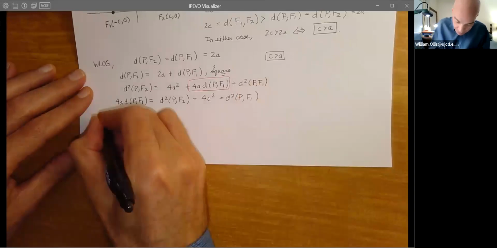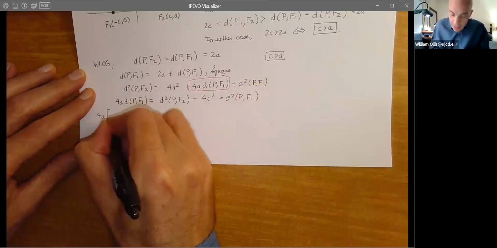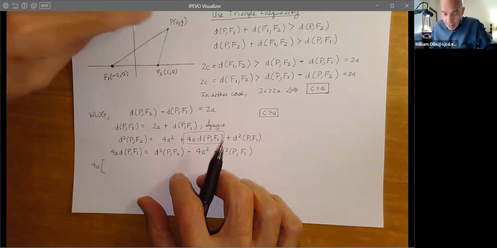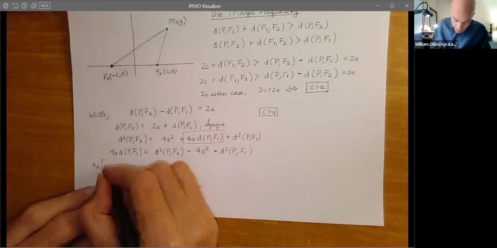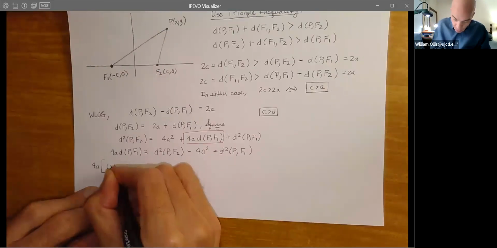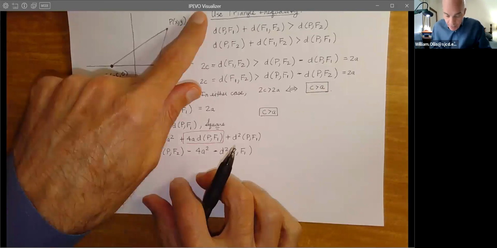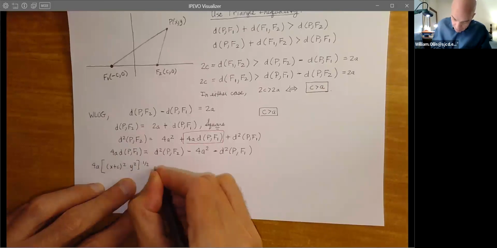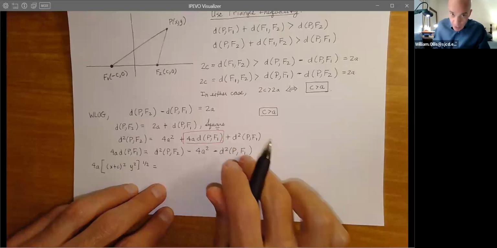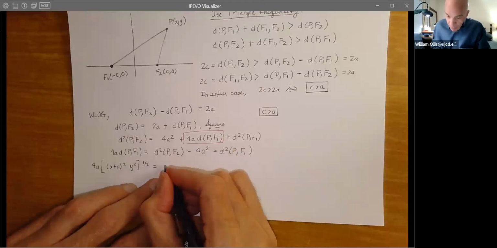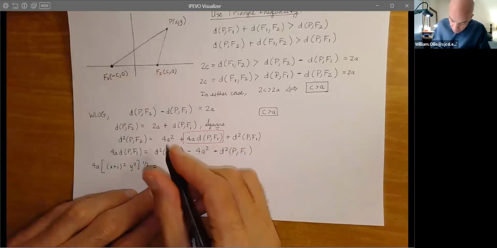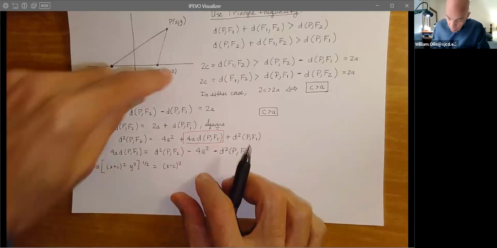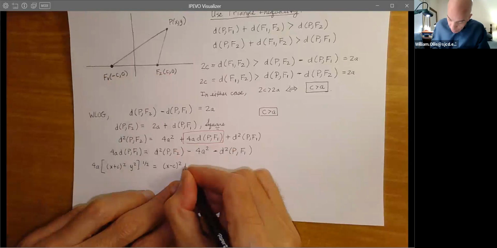So 4a, so we have the distance between P and F1. So here, P and F1, so this is going to be x minus a negative. So we get x plus c squared, and then y minus the 0, so that's just a y squared to the 1/2. Now that's going to be the same over here without the radical, but let's do this one. So this will be x minus c quantity squared, and then y minus 0. So that will be plus a y squared, okay?